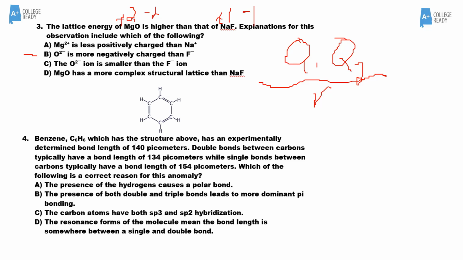The presence of both double and triple bonds, that can't be it, because if you notice, there are double bonds but no triple bonds. The carbon atoms have both sp3 and sp2 hybridization. Well, all the carbon atoms actually have sp2 hybridization. But even if it was sp3 hybridization, that doesn't necessarily have to do with bond length. That has to do with how many regions of electrons are there.